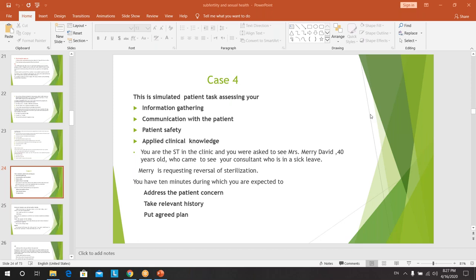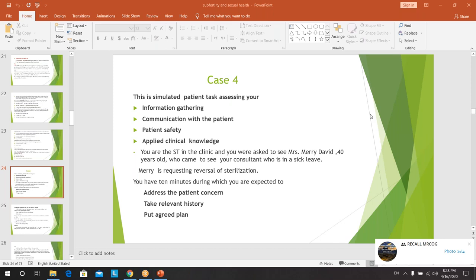Okay. Do you know about the operation of sterilization? Do you know which method of sterilization the doctor used? He told me that he used clips. Yes, clips, I think. It's called Filshie clips. Do you remember the name or not? I didn't remember that. No.